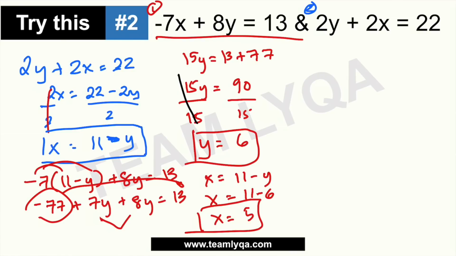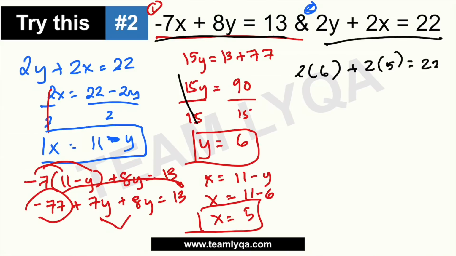Now, again, just to make sure, substitute natin sa isa sa kanila para makita natin kung tama yung sagot. Dito na lang sa positive para mas madali. 2 times y, which is 6, plus 2 times 5, which is yung ating x, is equal to 22. This is 12. This is 10, 22. 22 rin yan. So, tama tayo. Okay? So, ang sagot natin, 6 at saka 5. Ang x ay 5, ang y ay 6.